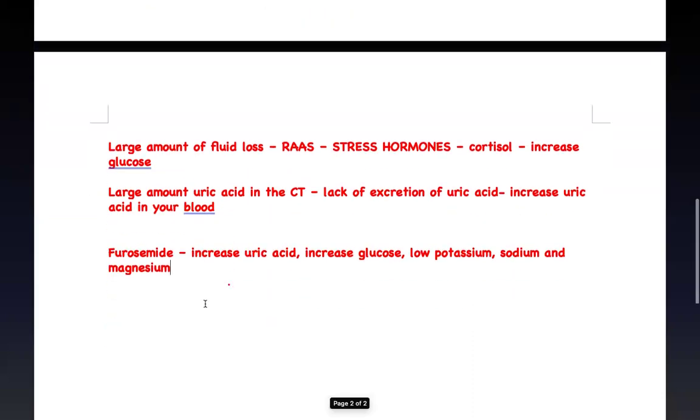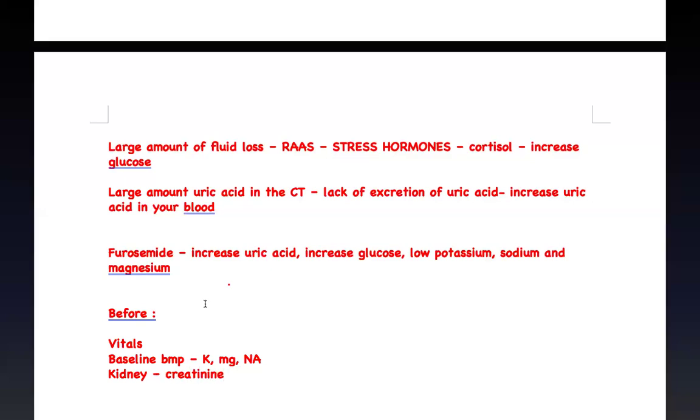Other key things you're supposed to know about this medication: before you give it to any patient, you've got to check their vitals. You've got to check the blood pressure because they can be hypotensive, with loss of fluid, right? You've got to check a baseline BMP, which will give you their potassium, magnesium, and sodium. You have to check their kidney function. It can affect your kidney initially, so you've got to check their creatinine level. It's very, very important.